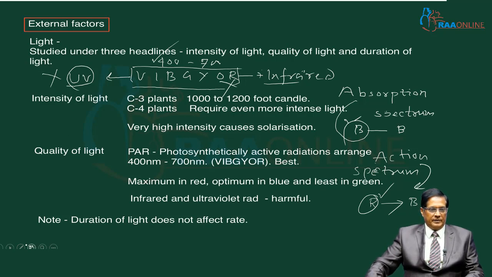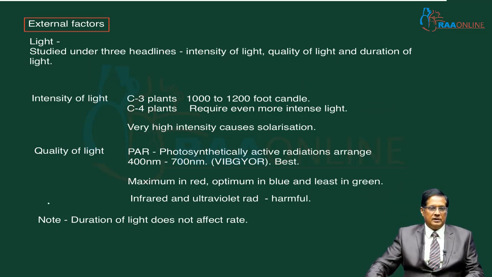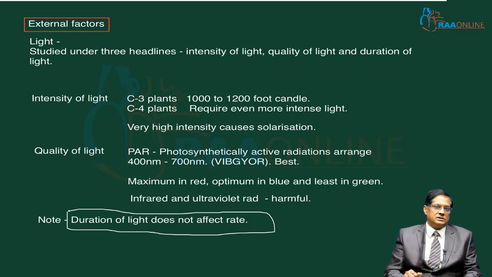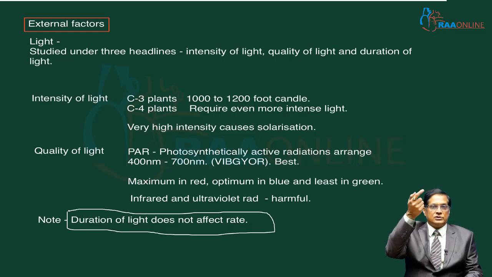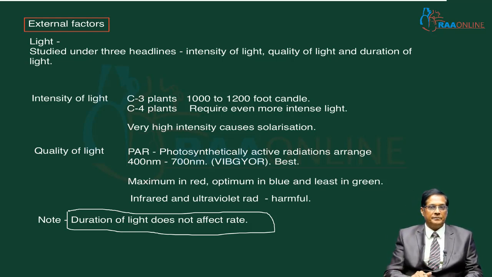Now, duration of light. Duration, that is from sunrise to sunset. Duration of light means from sunrise to sunset, that is photoperiod. It has no effect over photosynthesis. Photoperiod has no effect on rate.